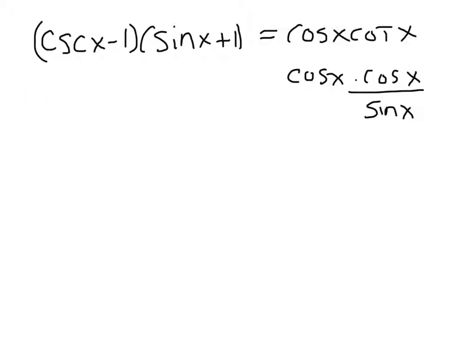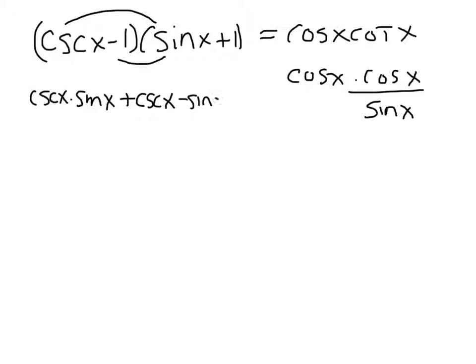So it's going to be cosecant x times sine x first. Outside is plus cosecant x. Inside is minus sine x. And then minus 1. That sort of looks terrible. I hope it simplifies. So let's look at this piece first. Cosecant is 1 over sine, and then that's sine.